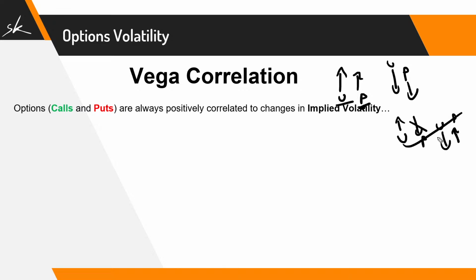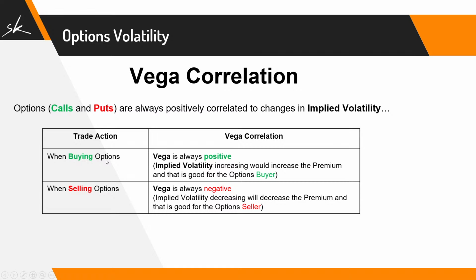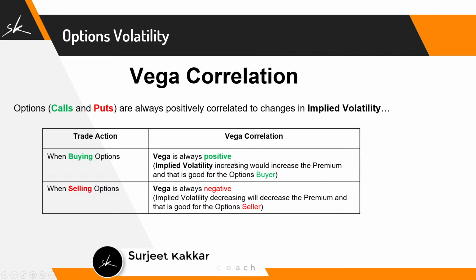Vega has a positive correlation, be that calls or puts. Vega will always have a positive correlation to the change in implied volatility. So when we are buying options, Vega is always positive, because we have a positive correlation. Plus plus is always plus. If implied volatility increases, the premium would also increase. That is a positive correlation, and that is good for an option buyer.